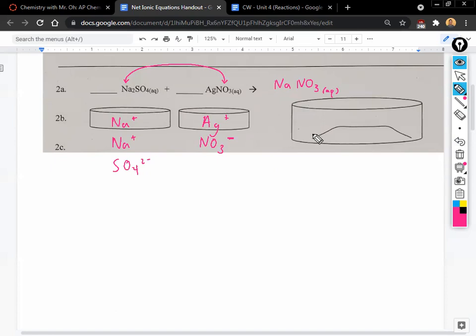All right? And again, if you're confused why this happens, refer back to the workbook and the 2 solubility rules you had to memorize. Group 1 compound ions will always be soluble, and nitrate is always soluble.